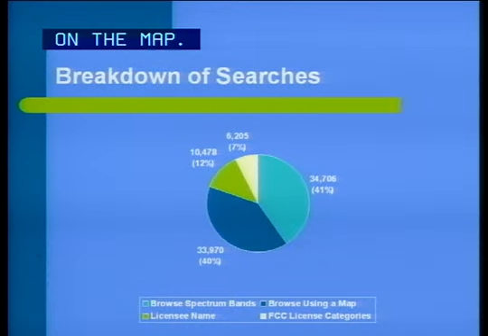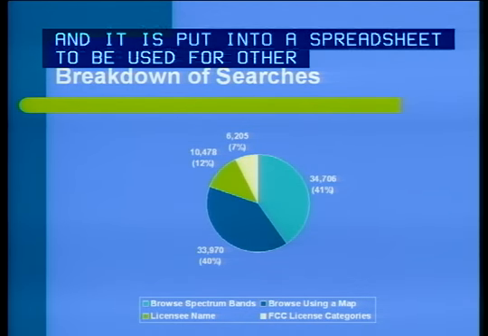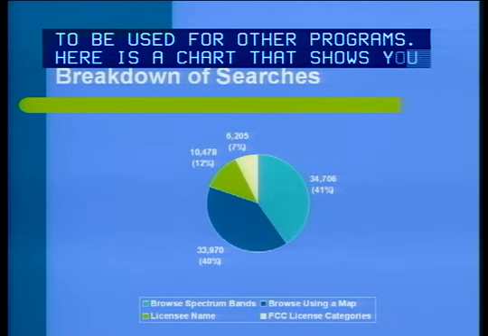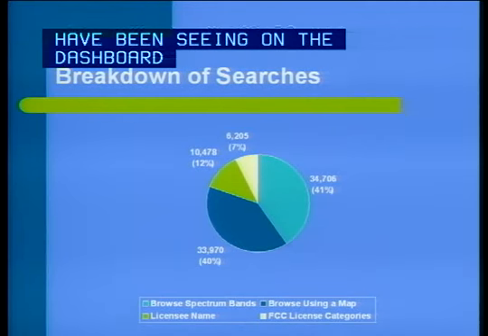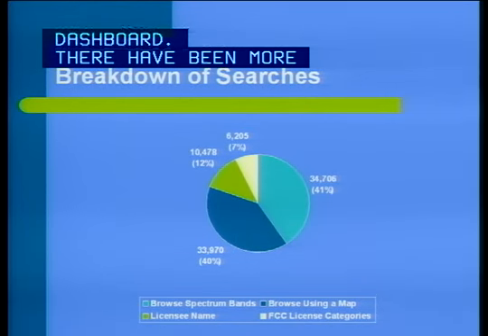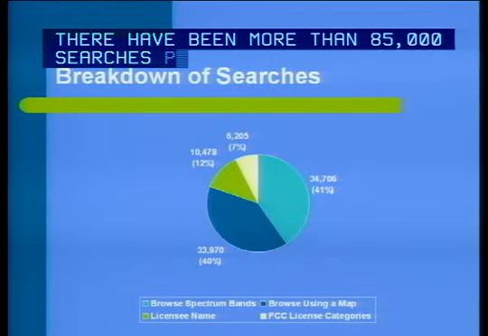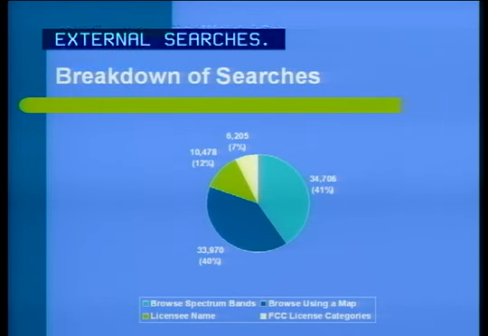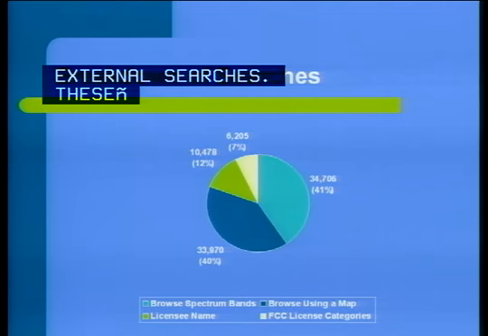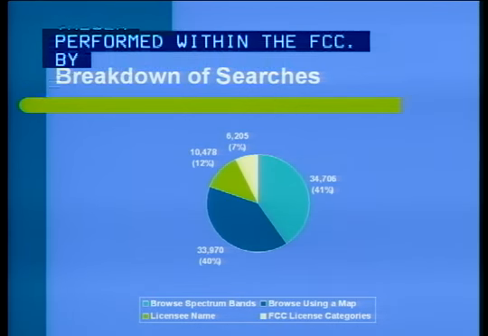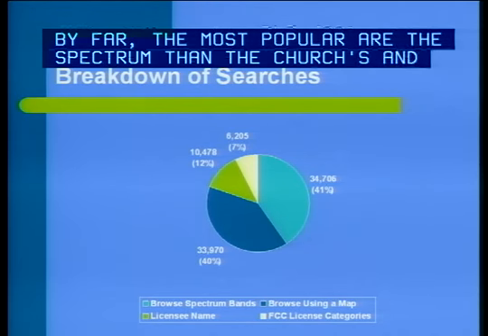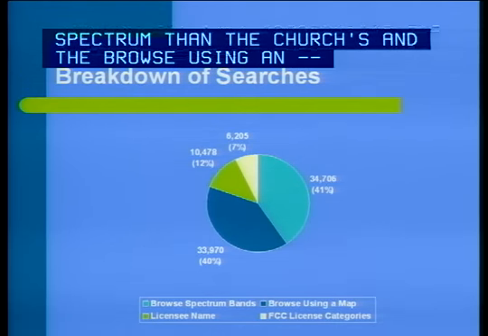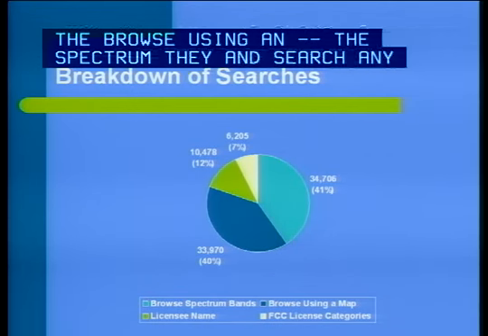Here is a chart that shows you the type of searches that we've been seeing on the dashboard. There's been more than 85,000 searches performed, and these are external searches. These do not include searches performed within the FCC. By far, the most popular searches are the browse spectrum band search and the browse using a map search. They make up more than 80% of the searches we've seen so far, but we're still looking at ways that we can make these searches more useful and enhance them, so let us know if you have any ideas.